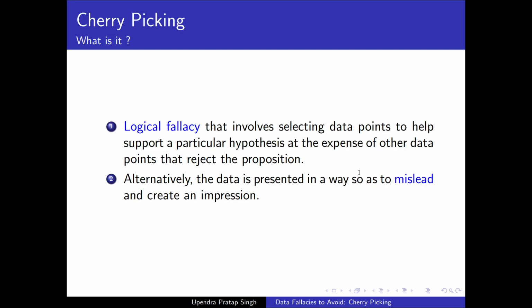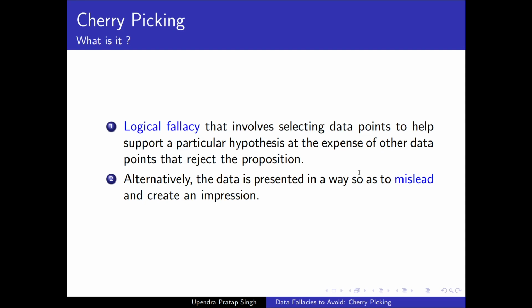So when we talk about cherry picking, first try to understand what it is. It is a logical fallacy where we are selecting the data points that support our hypothesis in contrast to the points that do not support our hypothesis. Basically, a research scientist or any data analyst is gathering some data points and trying to figure out if a particular hypothesis is correct or not.